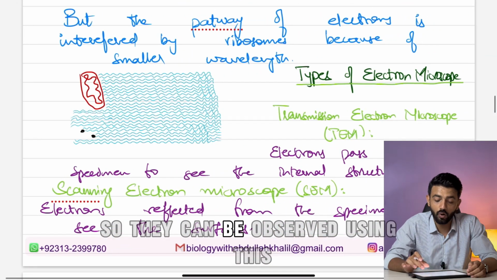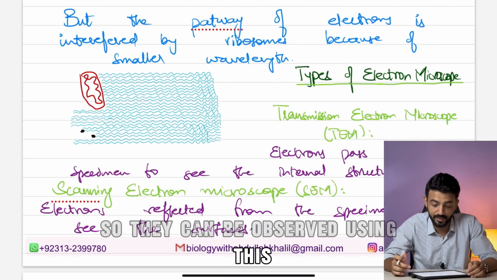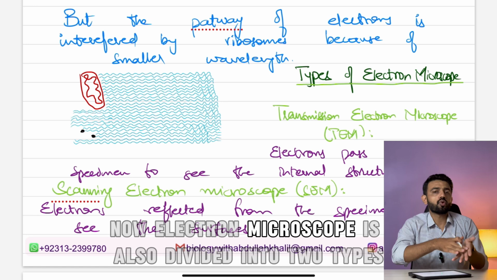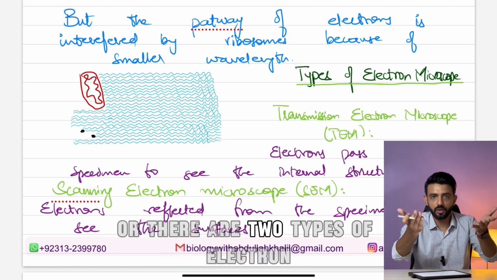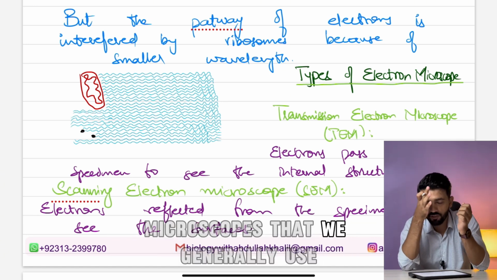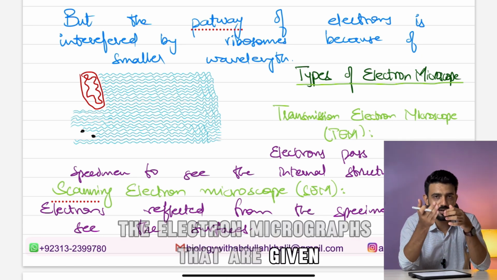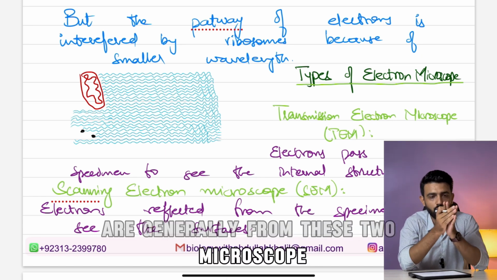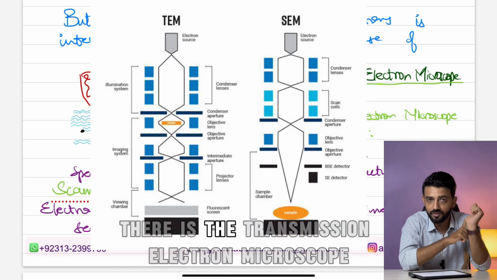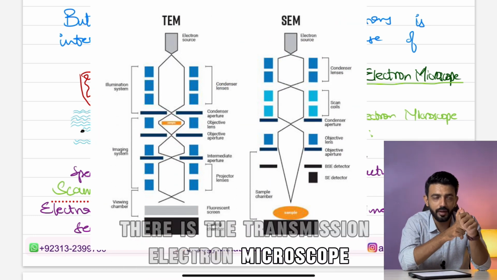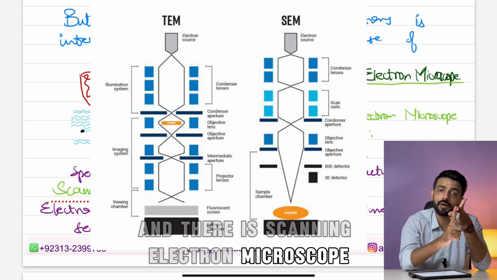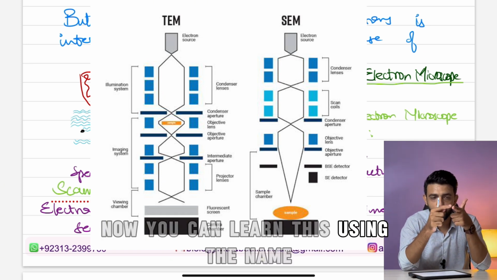So they can be observed using this. Now, electron microscope is also divided into 2 types, or there are 2 types of electron microscopes that we generally use or see, or the electron micrographs that are given are generally from these 2 microscopes. There is the transmission electron microscope and there is scanning electron microscope. Now, you can learn this using the name.